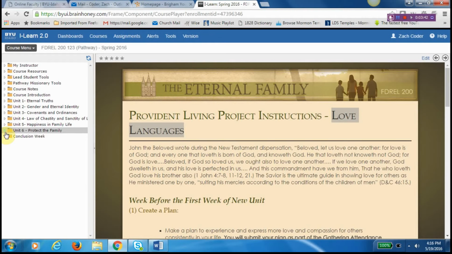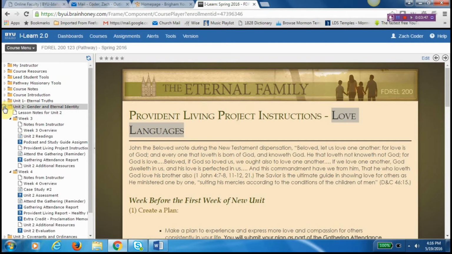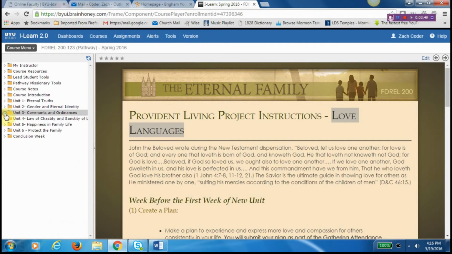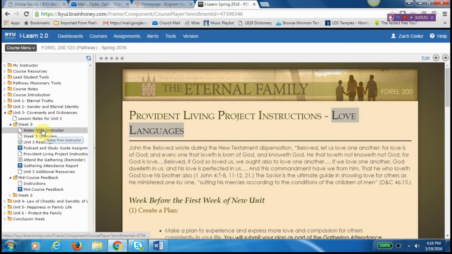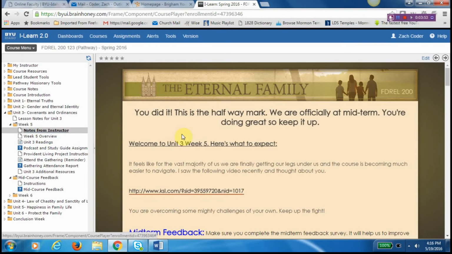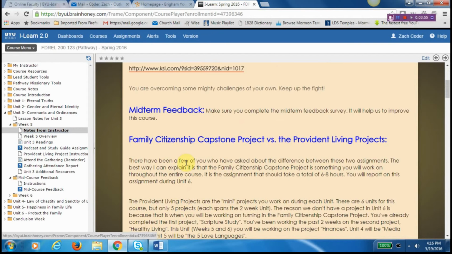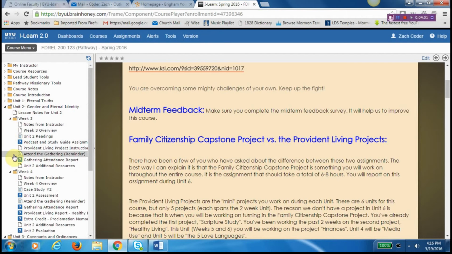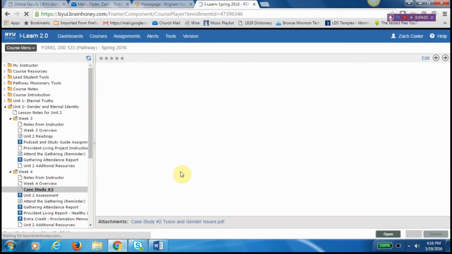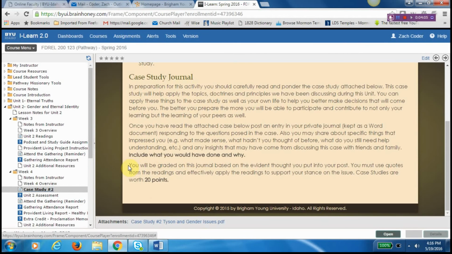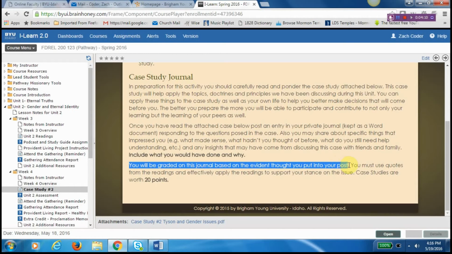Okay. Let's see here. Next, just a word about the case studies. You guys are doing so good. I would like each of you to please make sure you look at the notes from instructor, because I've given to you some examples of some really great work. But on the case studies, let me just open up this last unit. Please make sure that you're paying really close attention to these instructions down here, okay? You're going to be graded on the evident thought you put into your post, okay?